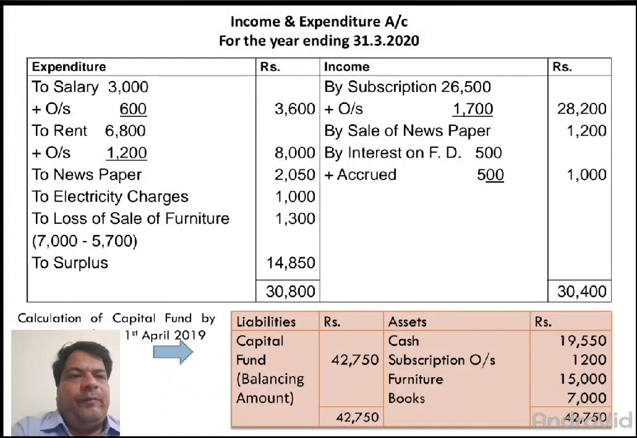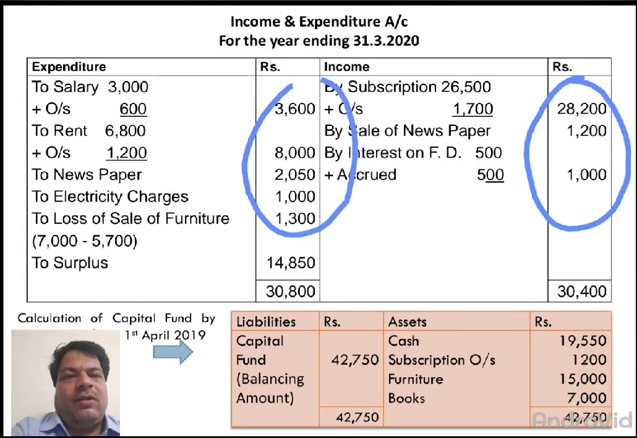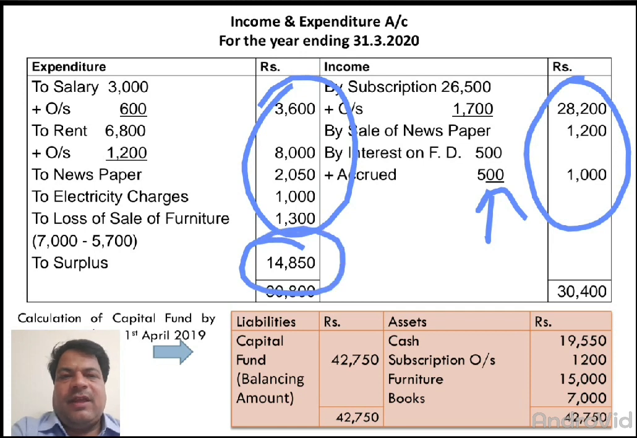Now we have to make the total of both the sides to find out the amount of surplus. If the income is more than the expenditure, it is considered as surplus. Surplus means excess of income over expenditure.